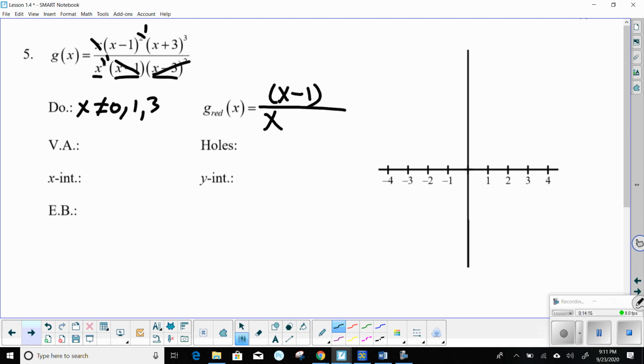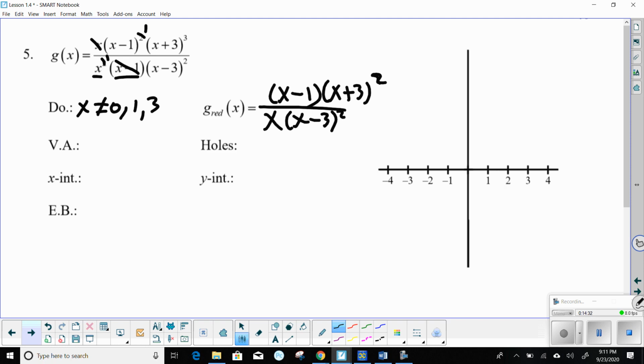Those two, I almost canceled those out, but they don't, right? I've got an x plus 3 and an x minus 3. They will not reduce. So let's just leave those alone. So I've got x plus 3 squared on top. And I've got x minus 3 squared on the bottom.